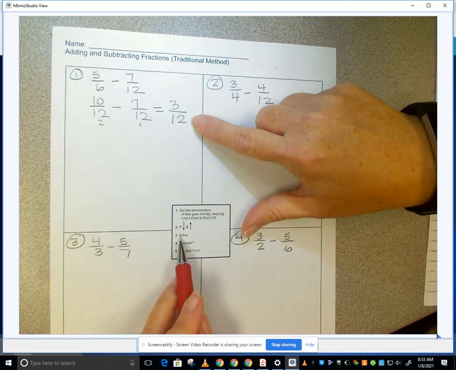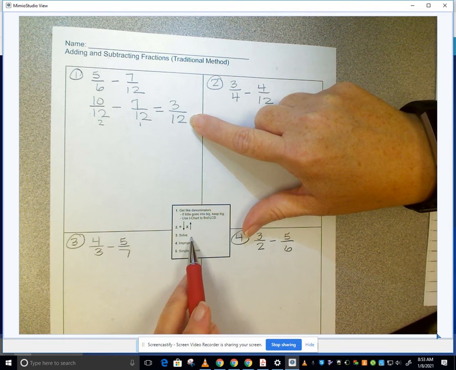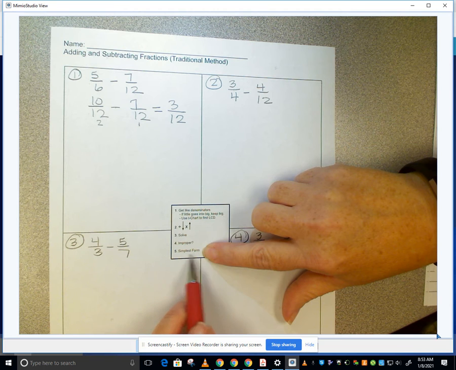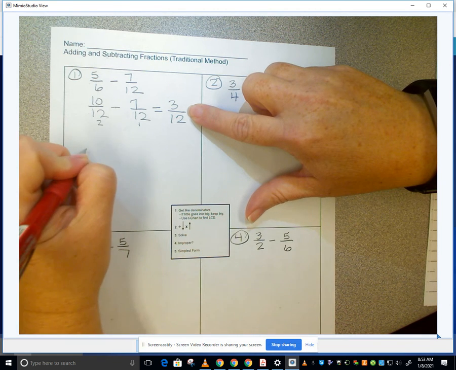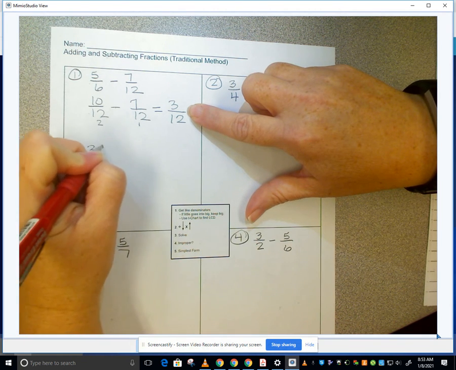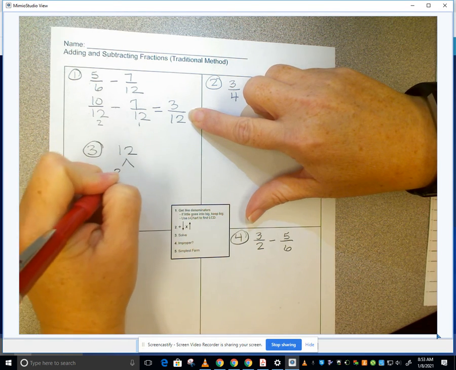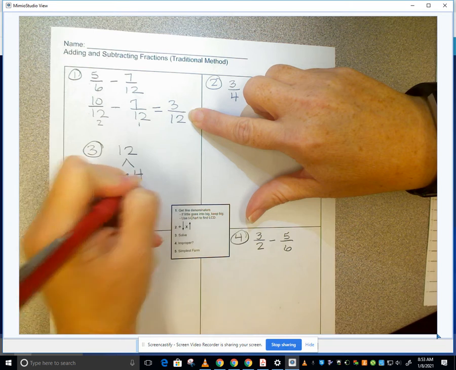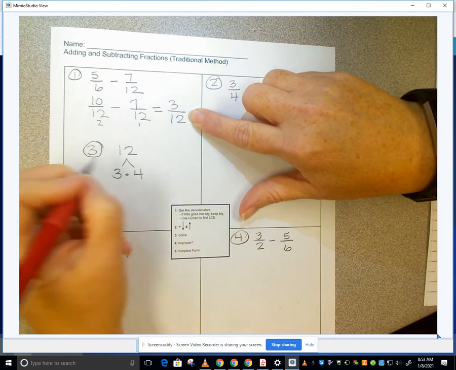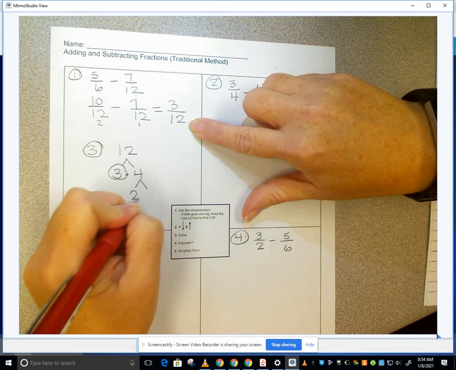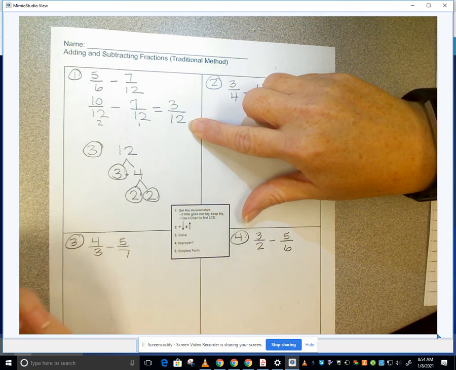It's not improper. And by the way, I just solved it, so it's almost like that step just comes natural. It's not improper, so now I need to put it into simplest form. So I'll take my 3. We know it's prime, so I circle it. I'll go to 12. 3 times 4. 3 is prime. Let's look at 4. 2 times 2. Prime, prime.